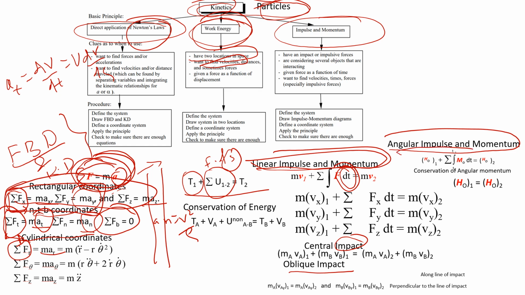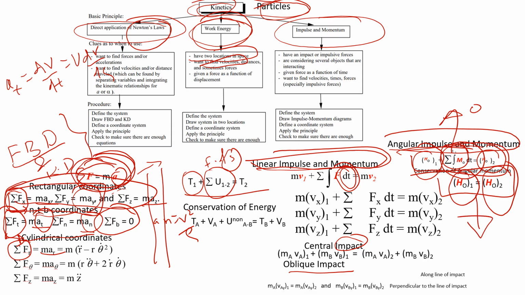And for the angular impulse momentum principle, this is the equation: initial angular momentum plus angular impulse equals the final angular momentum. And if this angular impulse is 0, then the initial angular momentum becomes equal to the final angular momentum, and we call this conservation of angular momentum.